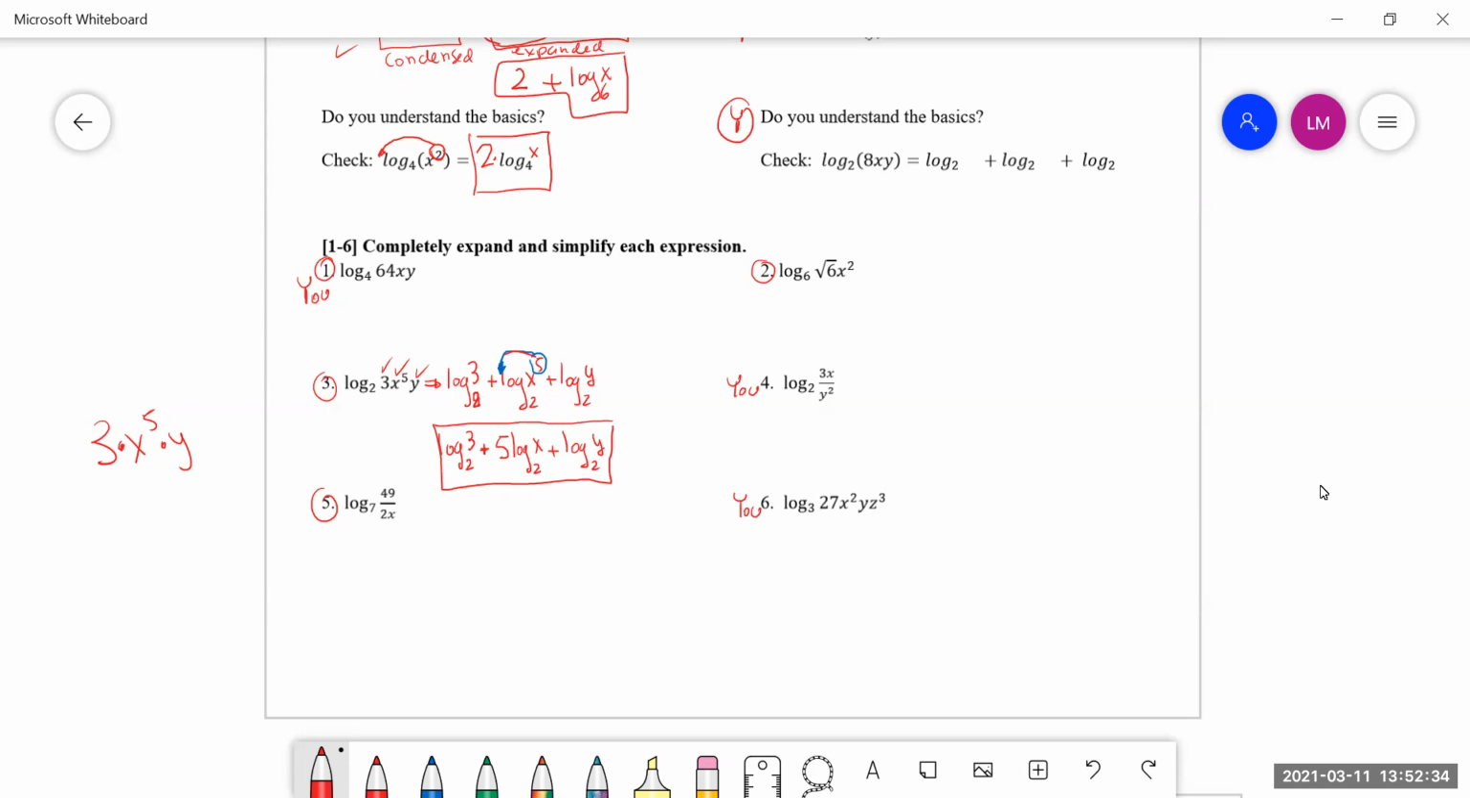I have log base 6 of the square root of 6 and the x squared. I have 2 items, so I'm going to have 2 logarithms. It's going to be log base 6 of the square root of 6 plus, because it's a multiplication here, I have the square root of 6 times x squared, plus log base 6 of x squared.